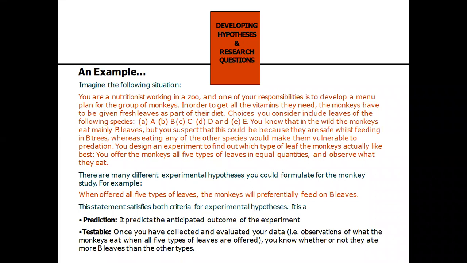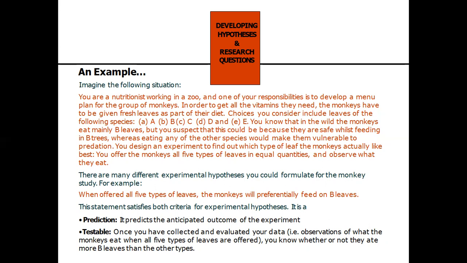Then comes the question: what are the criteria for an experimental hypothesis? There are two. First is prediction. It is predicting something. What is it predicting? That species B is the species that the monkey is going to prefer the most. Right. This is a prediction. I hope you all know what is meant by prediction, right?